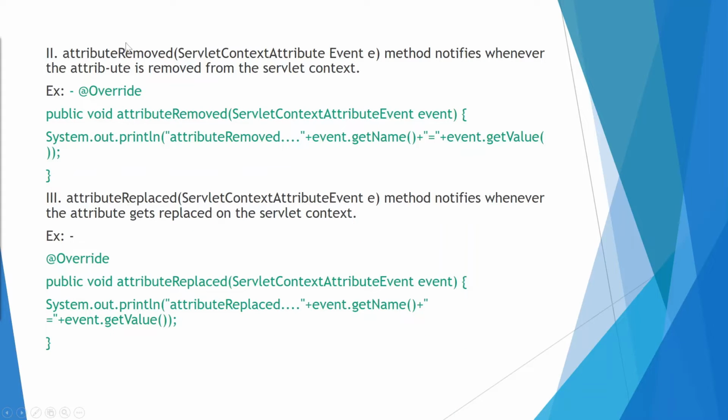The second one is attribute removed. This method is notified whenever an attribute is removed from the Servlet context. This is an example for that. Third one is attribute replaced. The attribute replaced method notifies whenever an attribute gets replaced on the Servlet context. This is an example for that.